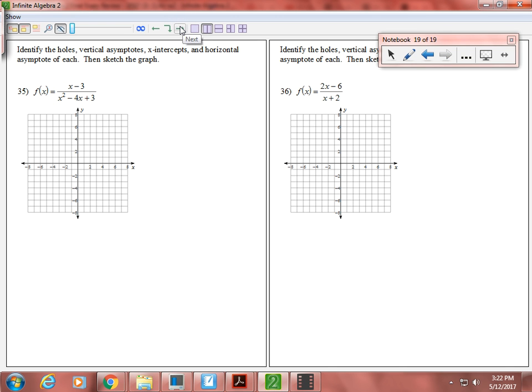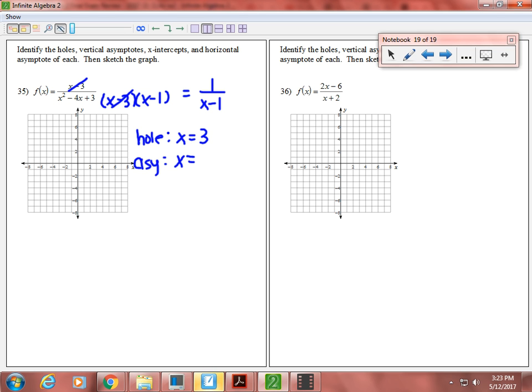35. So on this one, we need to identify the holes, the asymptotes, the x-intercepts, the horizontal asymptotes, and then graph this. Okay, so I need to factor this bottom part first into x minus 3 and x minus 1. So here, I know that those are going to cross out, and I'm going to get 1 over x minus 1. So automatically that tells me that there's a hole at x equals 3. And now I know that there's an asymptote at x equals 1.